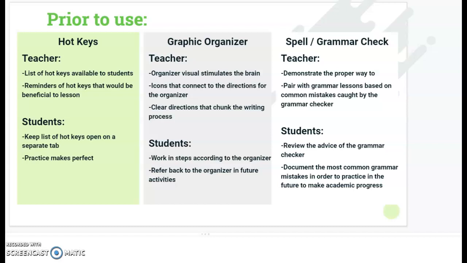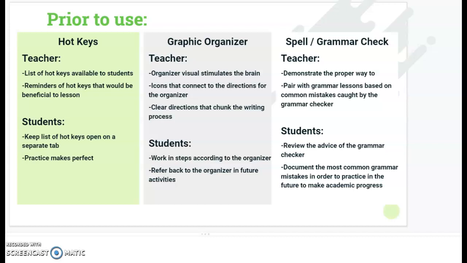Spell and grammar check, prerequisites for the teacher: demonstrate the proper way to use the grammar check and spell check. So it's not just meant to act as a pop-up ad. We should look at what Grammarly has to say as to why you needed a comma in the sentence. Pair the grammar lesson based on common mistakes caught by the grammar checker. So if the student is continually having comma issues, we should do a comma lesson to help support that way. They aren't constantly working with Grammarly to make those corrections.